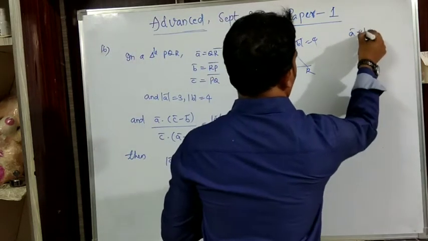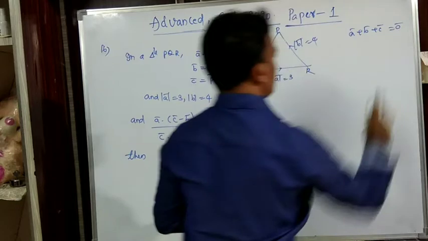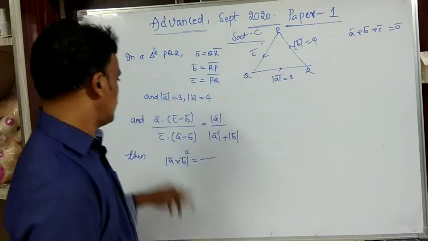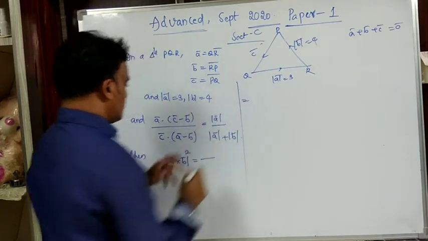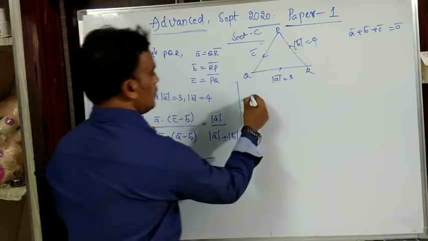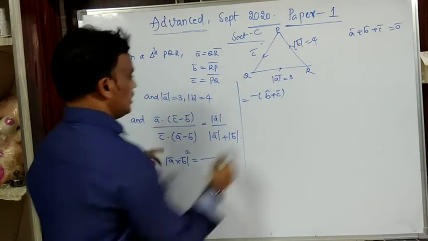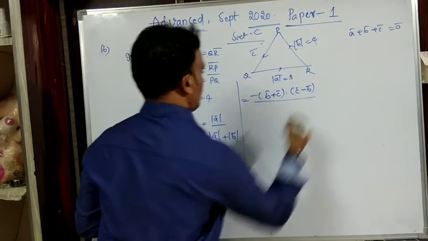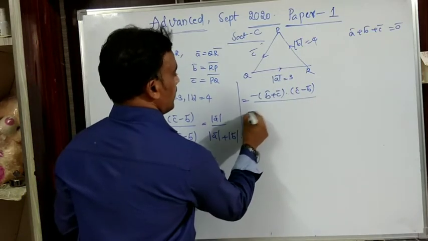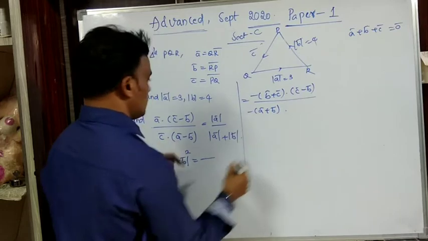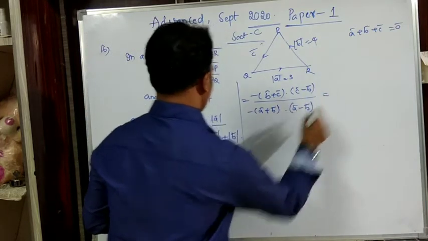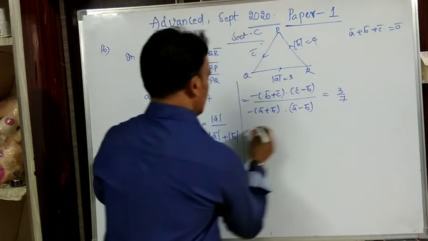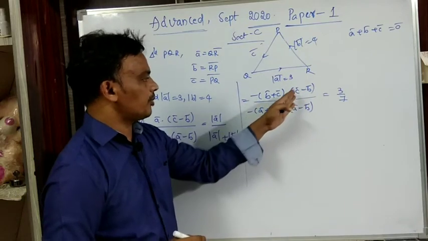This is a bar plus b bar plus c bar is 0, the triangle of vectors. According to that, please apply this one. A can be written as minus of b bar plus c bar, dot c bar minus b bar. And c can be written as minus of a bar plus b bar dot a bar minus b bar, equals magnitude of a by magnitude of a plus magnitude of b, which is 3 by 7. Applying this, b bar minus c bar, b bar plus c bar.